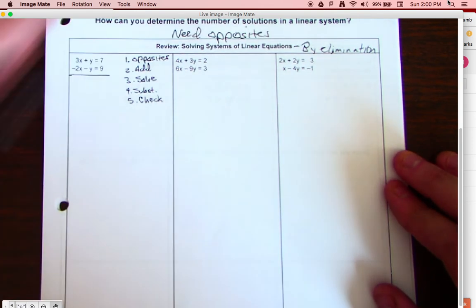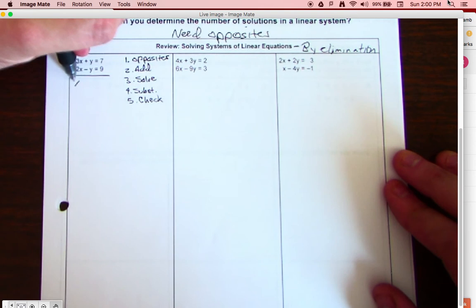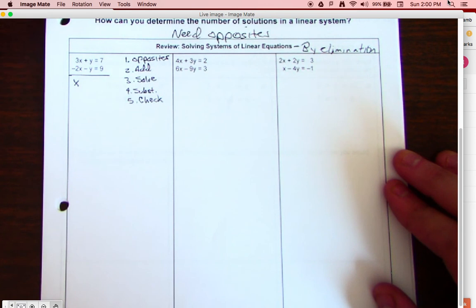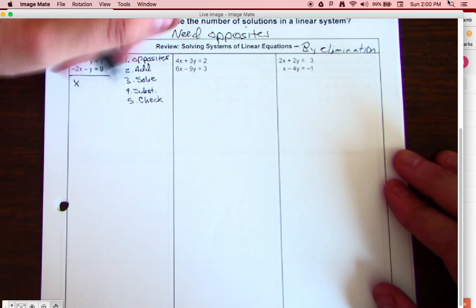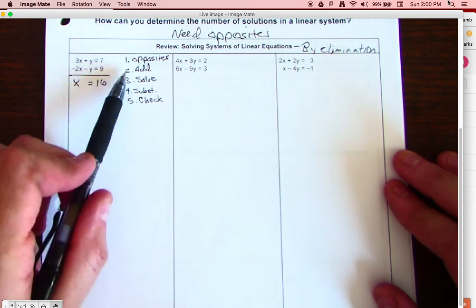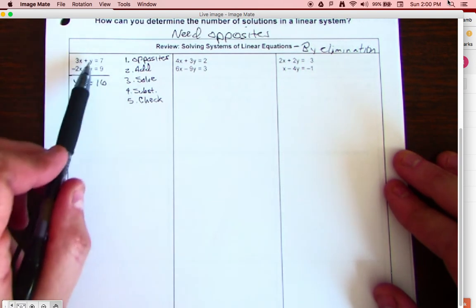All right, step 2 then. We can add everything straight down. I take 3x and negative 2x and add them, and I just get x. y and negative y add up to 0. That's what we want to have happen. We want one of our variables to be gone, and then 7 plus 9 is 16. That's what I mean by add. You add everything straight down after you have opposites.